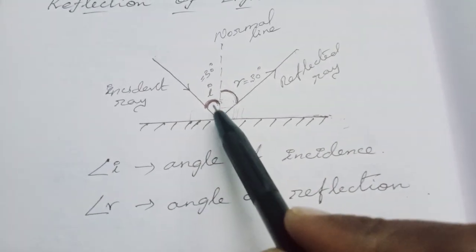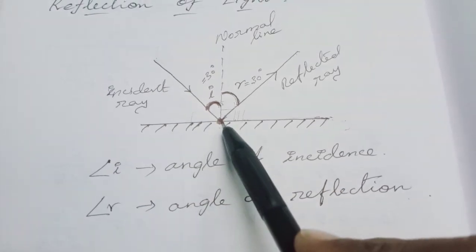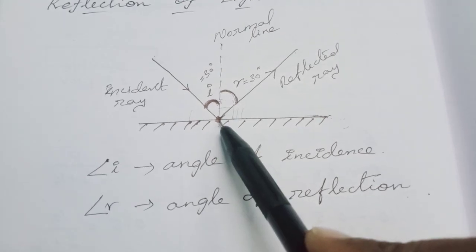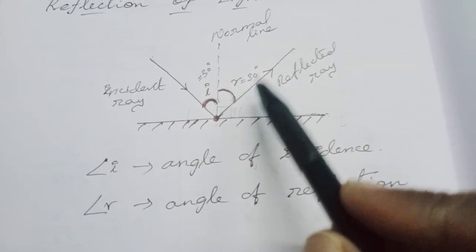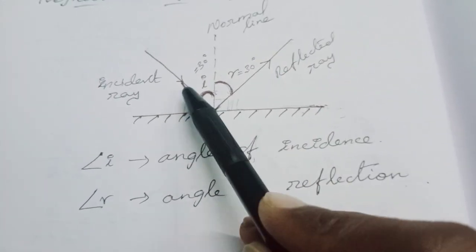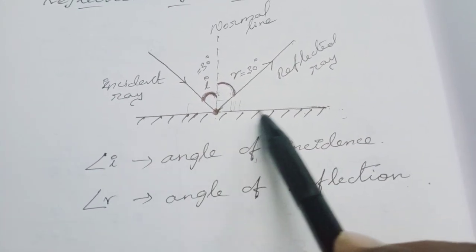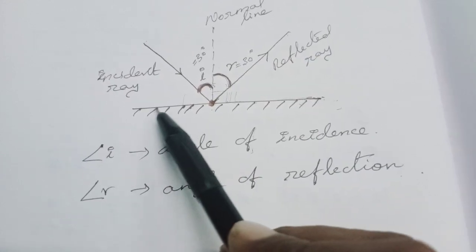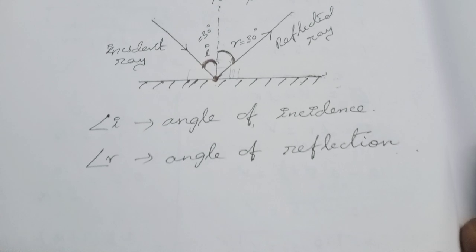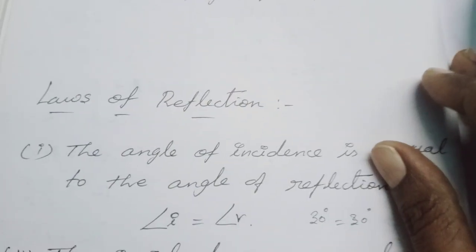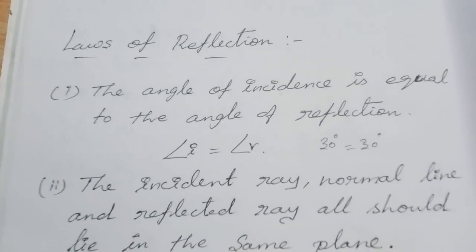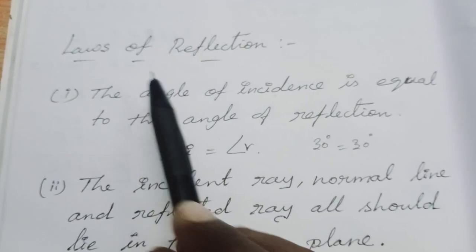Now note down another point. The incident ray is incident on the plane surface, the reflected ray is reflecting from the plane surface, and the normal line is drawn to the surface. So everything happens on the plane of the mirror surface itself. These two points we can summarize as the laws of reflection. Laws of reflection is a very important question under this topic.